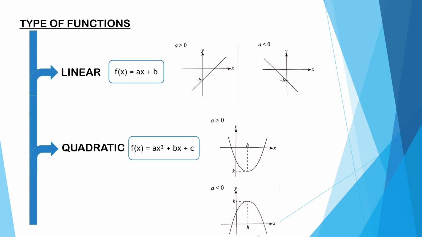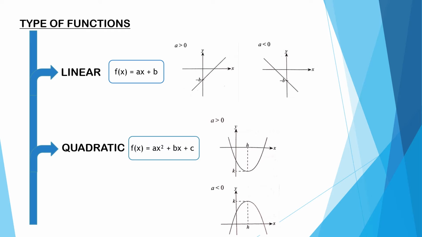There are 6 types of functions in subtopic 5.1. The first one is linear functions. The general form for linear function is f(x) equals ax plus b, where a and b are constants. So this is the shape of the graph if a is positive and a is negative.